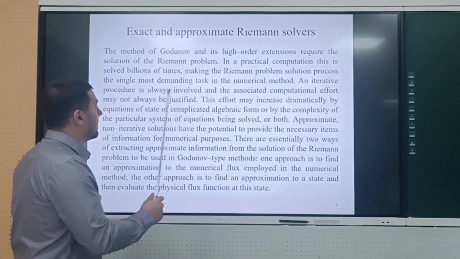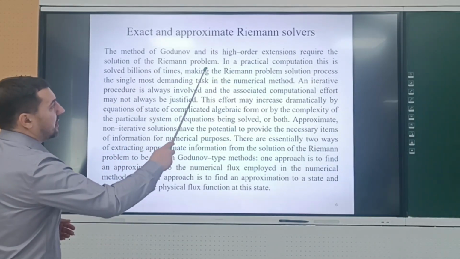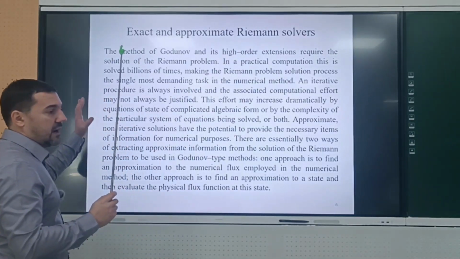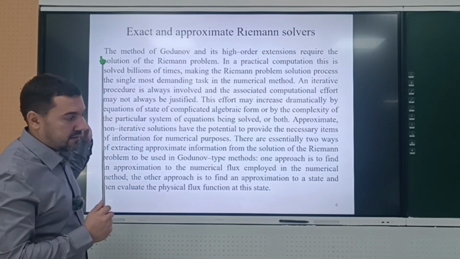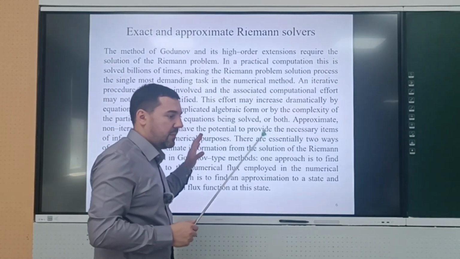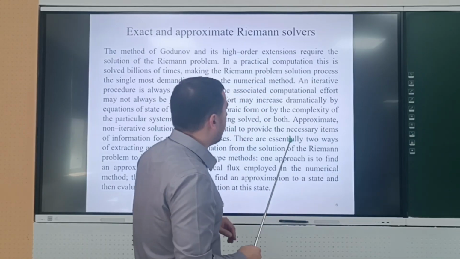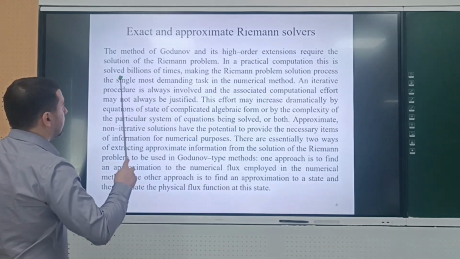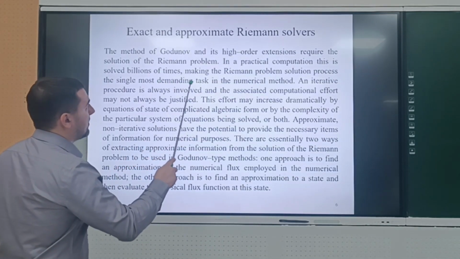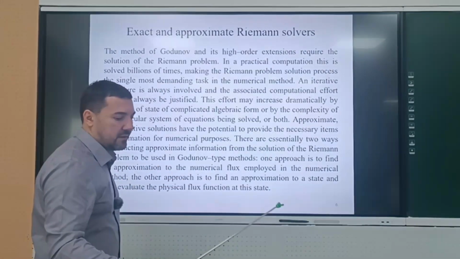Exactly, approximate Riemann solvers. So the method of Godunov and its high-order extension, we move towards high-order extension. Everything that we're discussing now is about first-order methods. That's very important, but anyway, nowadays people try to use high-order methods. They require the solution of the Riemann problem. In a practical computation, this is solved billions of times, making the Riemann problem solution process the single most demanding task in the numerical method.